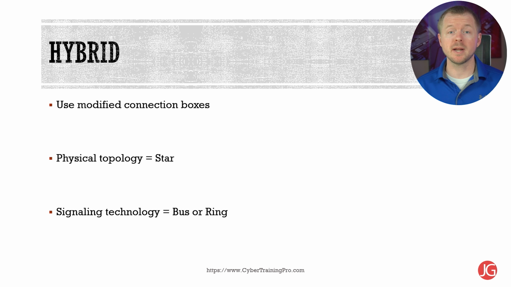Network designers at one point actually discovered that they could modify these connection boxes in such a way that it included the bus and the ring topologies inside of the box. However, the actual topology was a star topology. This made the physical topology a star, but the signaling technology was a bus or a ring. So we had either star ring or star bus topologies.